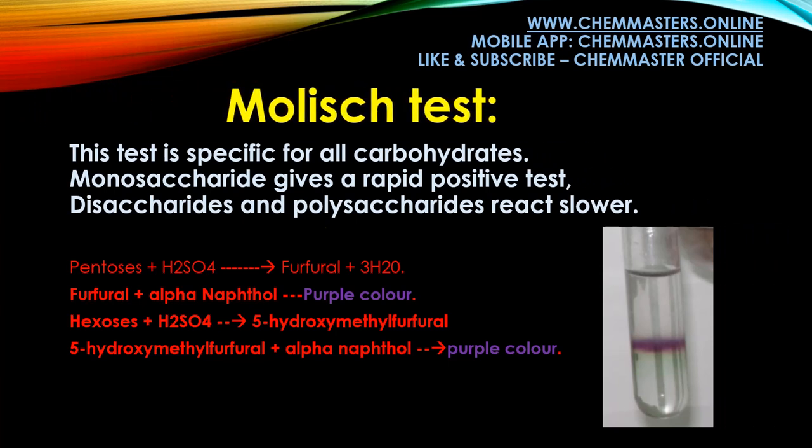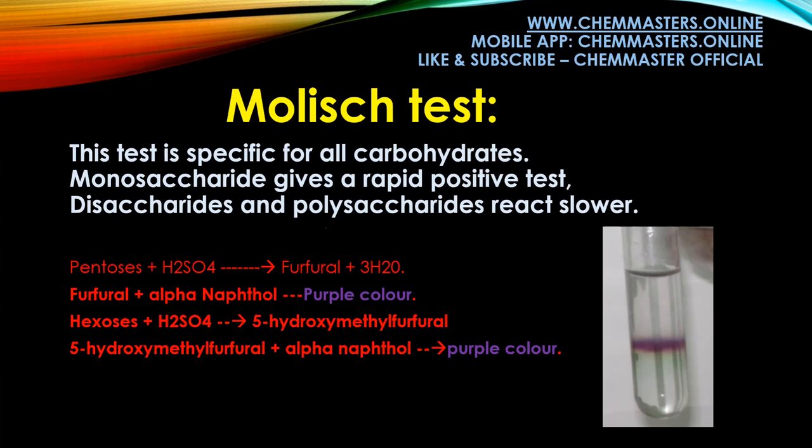So the Molisch test is specific for all the carbohydrates. That means we can identify the carbohydrate from a given sample. If the given sample has a carbohydrate, then it gives a positive test with the Molisch reagent, by just identifying a purple ring. So just look at the test tube.